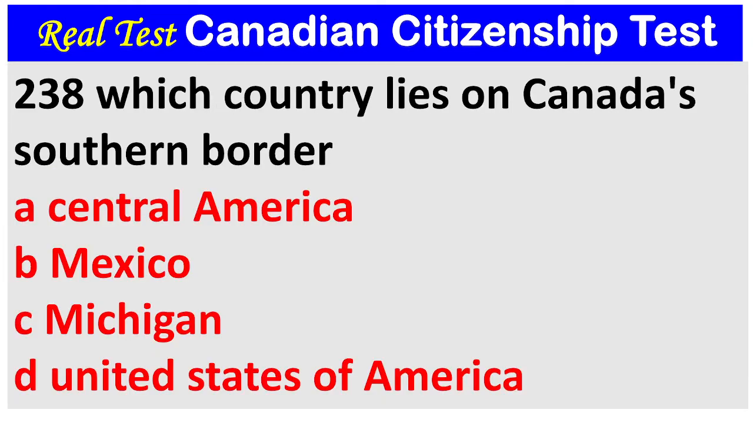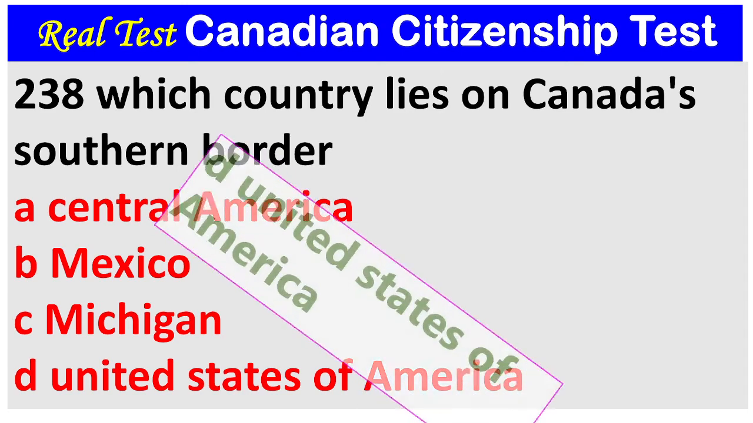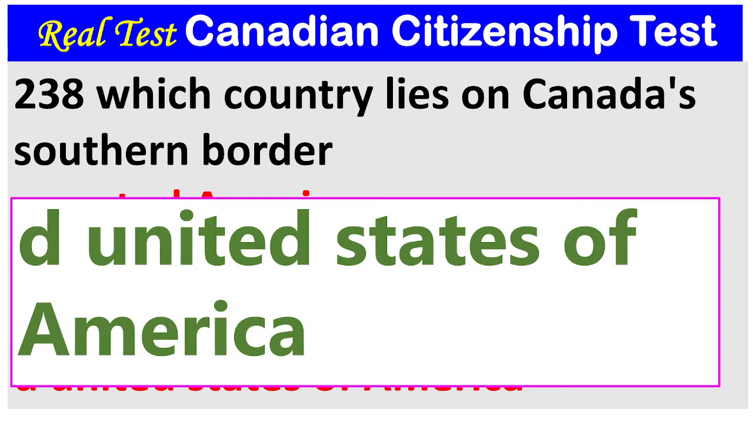Question 238. Which country lies on Canada's southern border? A. Central America. B. Mexico. C. Michigan. D. United States of America. The answer is D. United States of America.